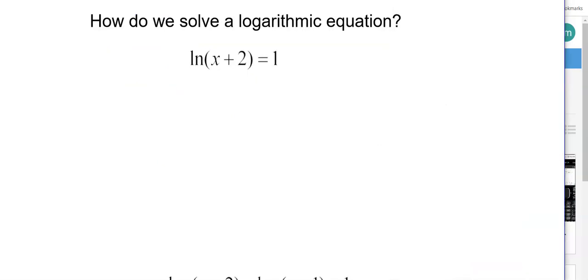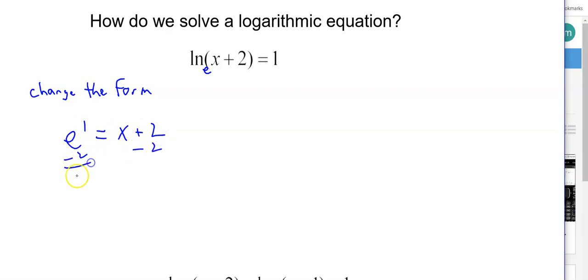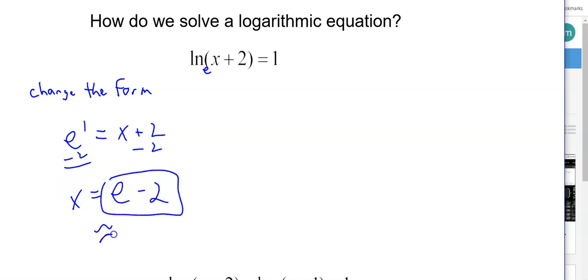How do you solve a log equation? Let's call that change the form. That's why I called it that, because if it starts as a log, I just want you to switch it and put it in exponential form. It helps you to understand there's an e down there, because this is going to be e to the first equals x plus 2. Last step, subtract 2. You get x equals e minus 2. That's the exact answer. If you want to type that in your calculator, you can get the approximate answer there.